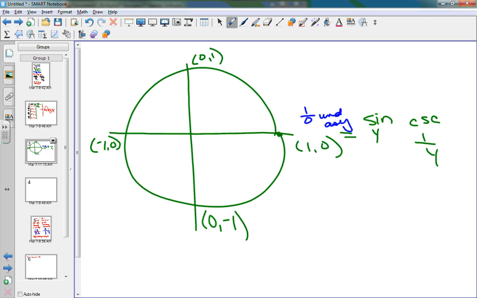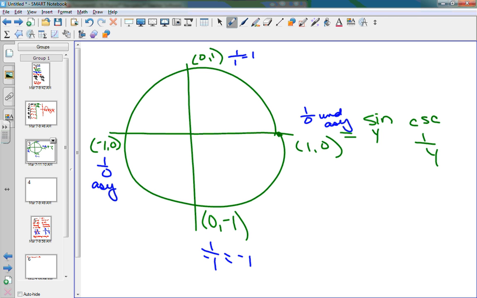That's going to be undefined, which means that's my asymptote. If I come up here, I'm going to have 1 over 1, which is going to be 1. If I come over here, I'm going to have 1 over 0, which is going to be my asymptote. Right? See that? What is sine? Your y value. What's cosecant? The reciprocal of that, 1 over y. So all you're doing is 1 over the y value.